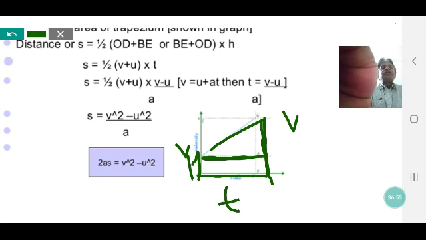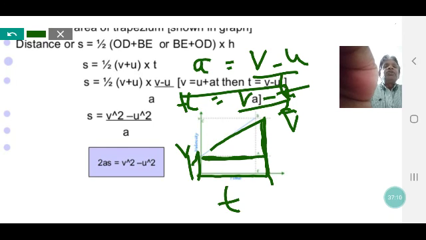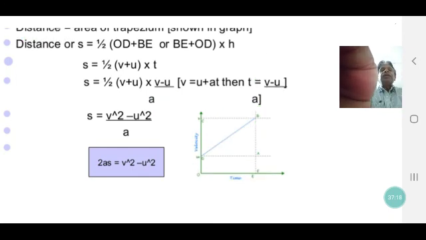Now we know from the first equation that A is equal to V minus U by T. So we can easily find T is equal to V minus U by A. If we put the value of T here, we get V minus U by A, V minus U by A. Now here A is represented here, V by A.